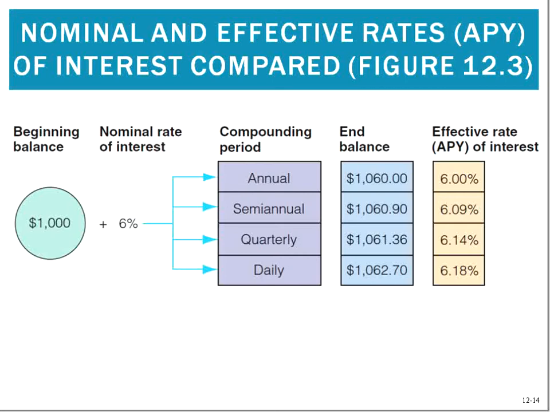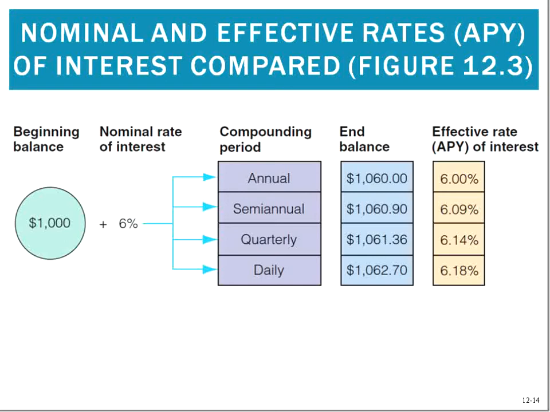You would get 1,060 and 90 cents in semi-annual, 1,061 and 36 cents quarterly, and 1,062 and 70 cents for daily. So if you notice, your ending balance gets more. It's 1 year. It's always 1 year. It's did we compound it once, did we compound it twice, did we compound it 4 times, or did we compound it 360 times, right? And that's what changes the ending balance, what makes it go up.